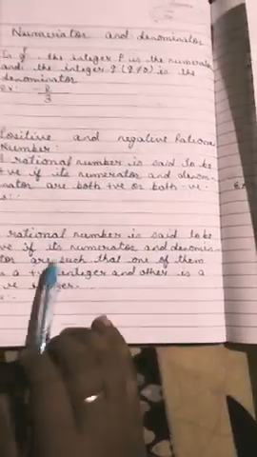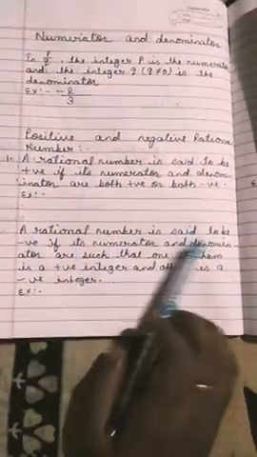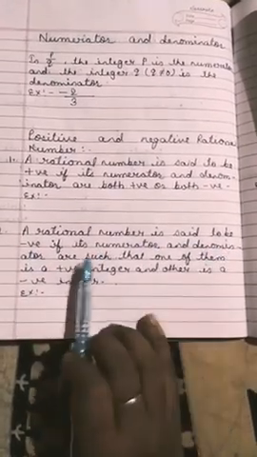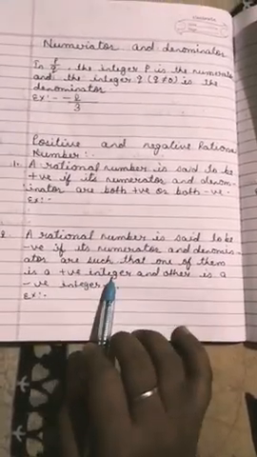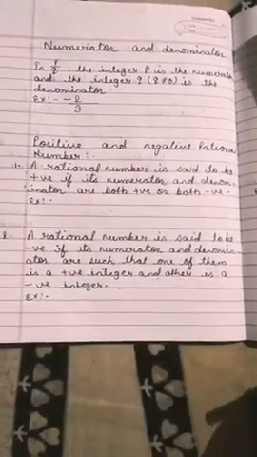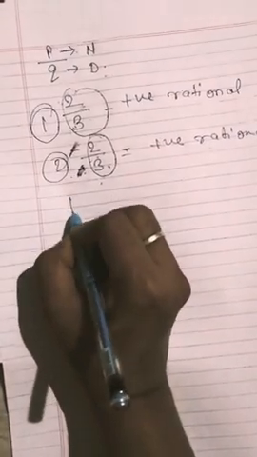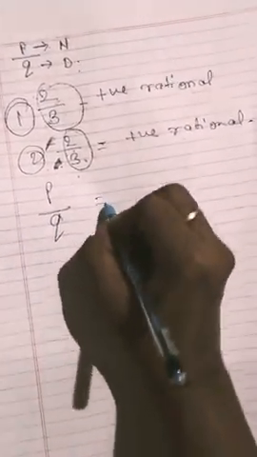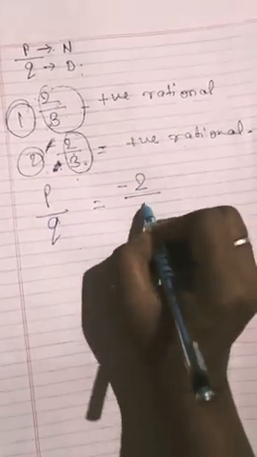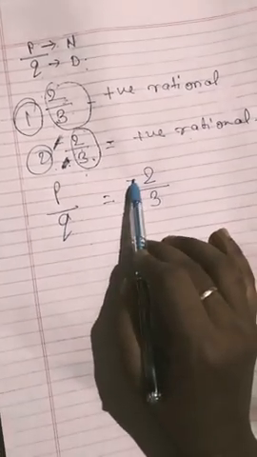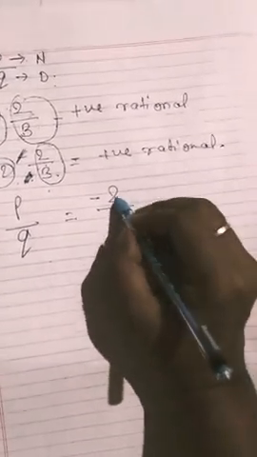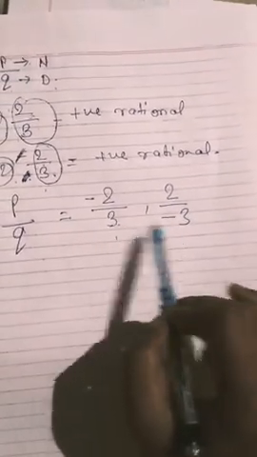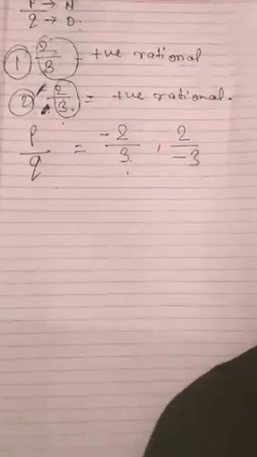Okay, second part is a rational number is said to be negative if its numerator and denominator are such that one of them is a positive integer and the other is a negative integer. Again, in p by q form, that means one is a negative integer and the other one is a positive integer. So whenever you see something like minus 2 by 3 or 2 by minus 3, then you can say it is a negative rational number.